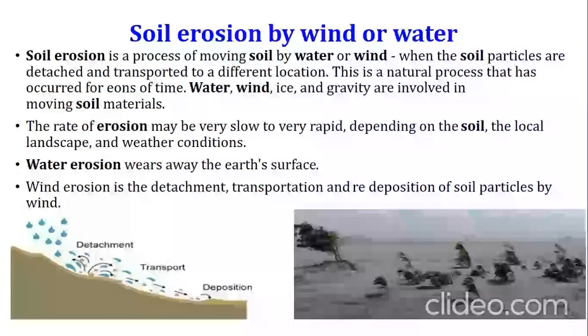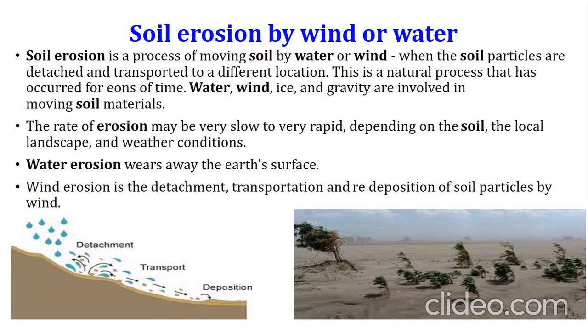In this image you can see how the soil is detached, then transported, and then deposited somewhere on another side. The rate of erosion may be very slow to very rapid depending on the soil, the local landscape and weather conditions.